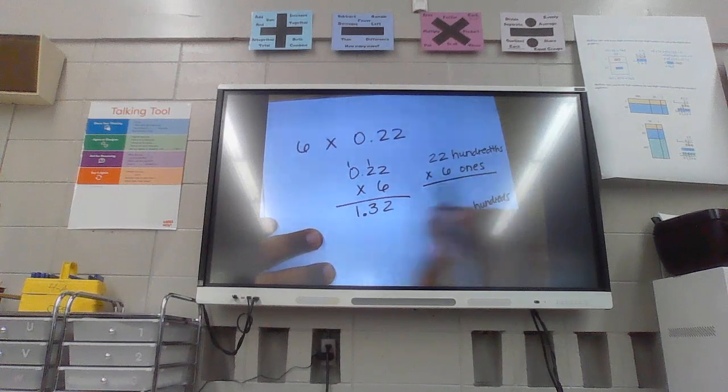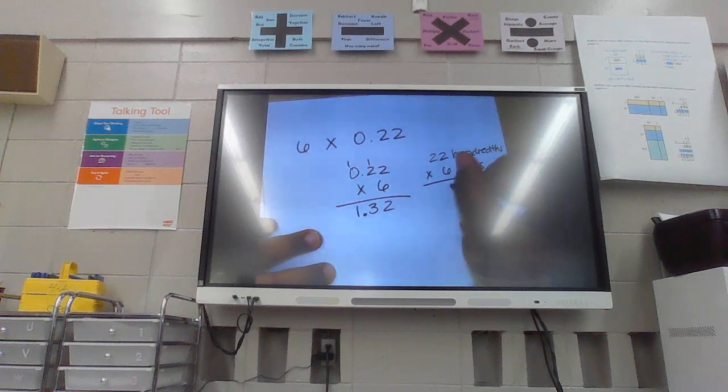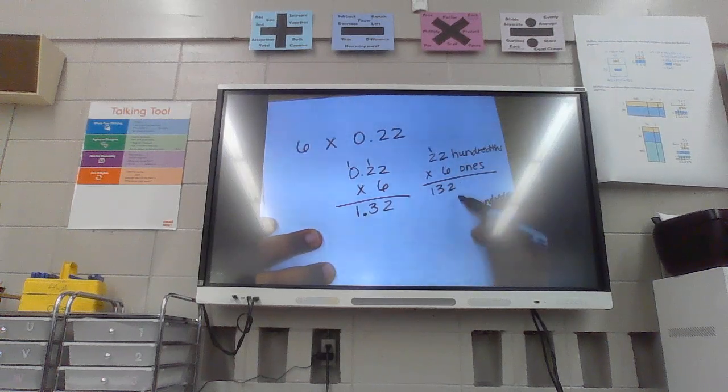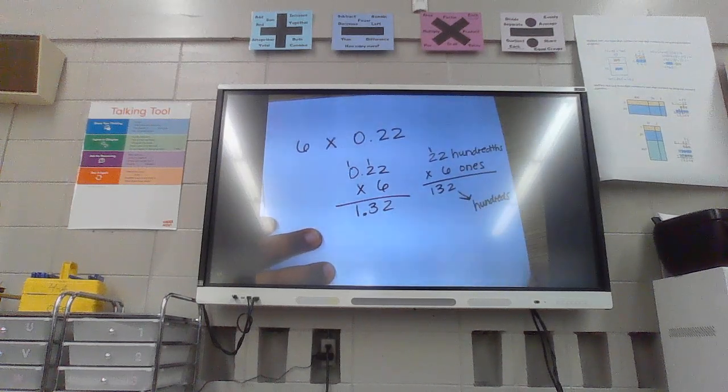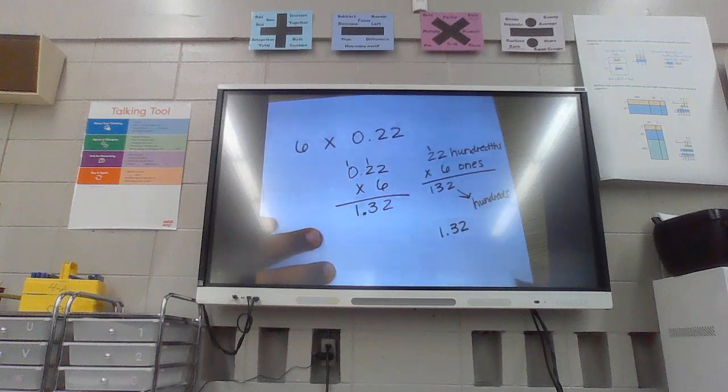And we can still just go in and multiply it out, just remembering where our place value has to end. 6 times 2, 12. 6 times 2, plus 1 more, 13. And remember that this is 132 hundredths, which means that last digit has to be in the hundredths place. So that means my answer is 1 and 32 hundredths, right?